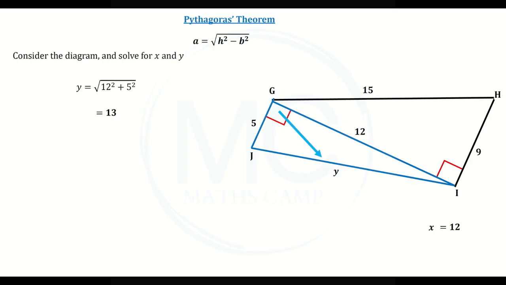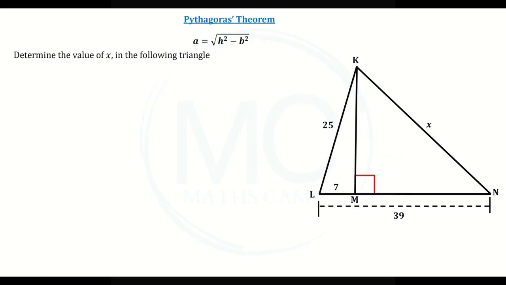Let's do one more example that's a little trickier. Determine the value of x in the following triangle. The unknown value of x lies up here in triangle KNM. So let's make this triangle blue. M is a 90-degree angle and x lies directly across from it, which shows us that x is the hypotenuse in this triangle. But in order to find the length of the hypotenuse, you have to know the length of the other two sides of the triangle.